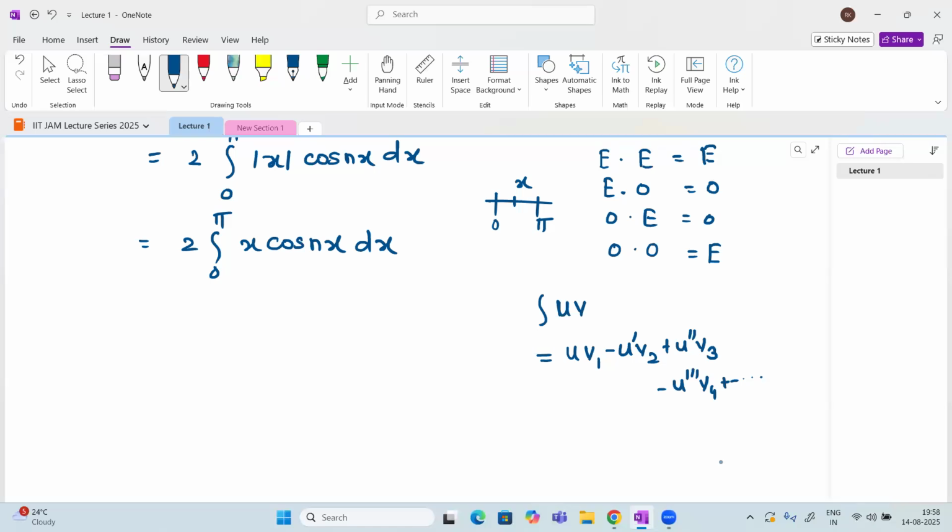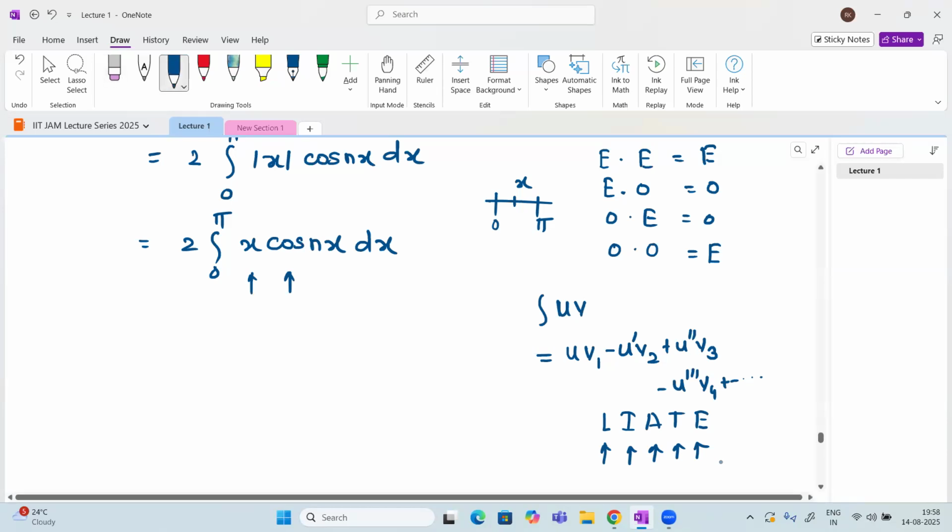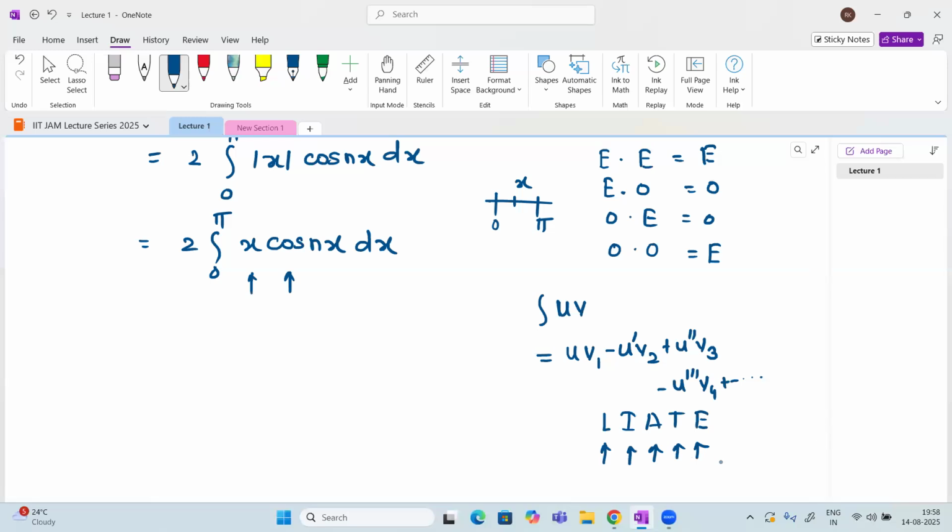Now, how to choose U and V? LIATE formula, right? Logarithmic function, inverse trigonometric, algebraic, trigonometric, and exponential. So the first one is algebraic and the second one is trigonometric. That means our choice is correct. The formula is ILATE. I comes before the L. Yes, sir.